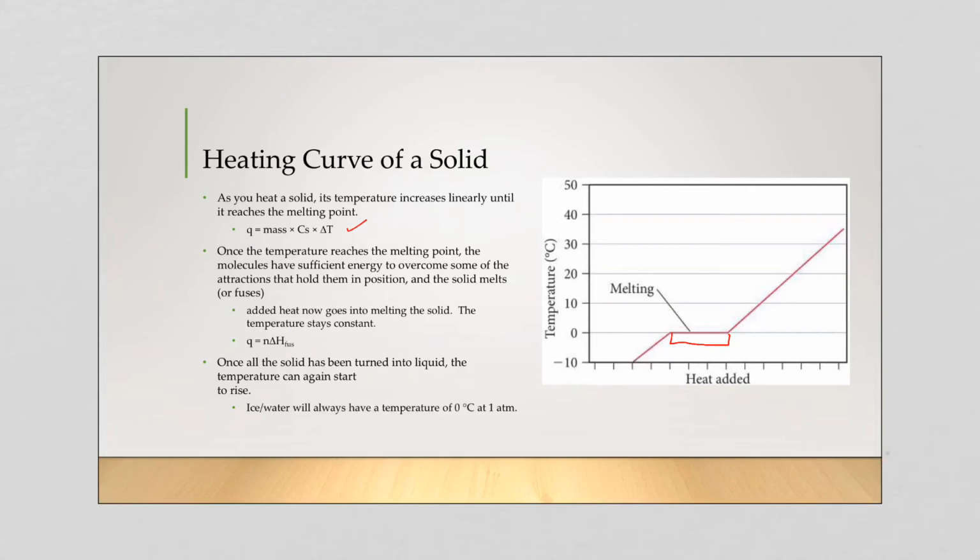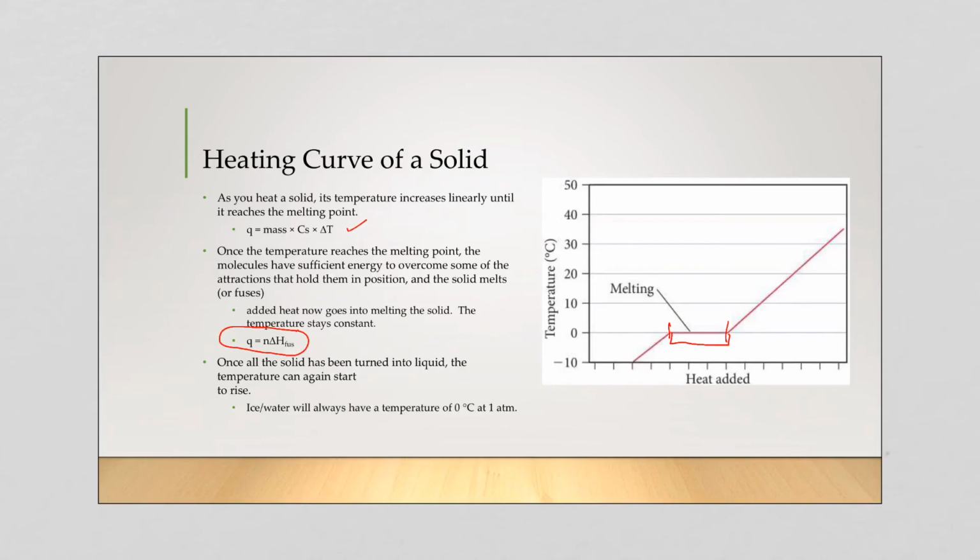So to calculate the heat required for the flat portion, we're going to use something similar to what we did in vaporization, where we take the number of moles that we're melting times the enthalpy of fusion to see how much energy it would take to melt that amount of substance. And once all the solid has been melted into a liquid, then we can start the increase in temperature up until eventually the boiling point that we would reach.